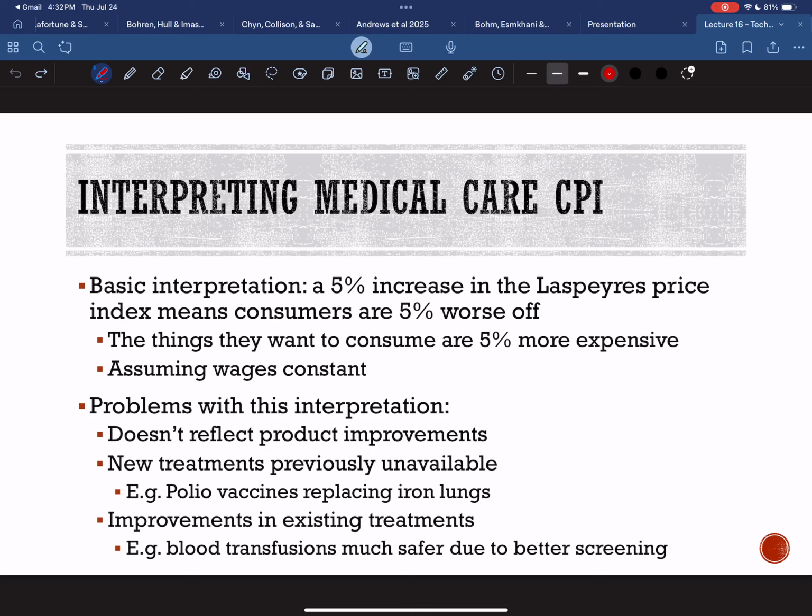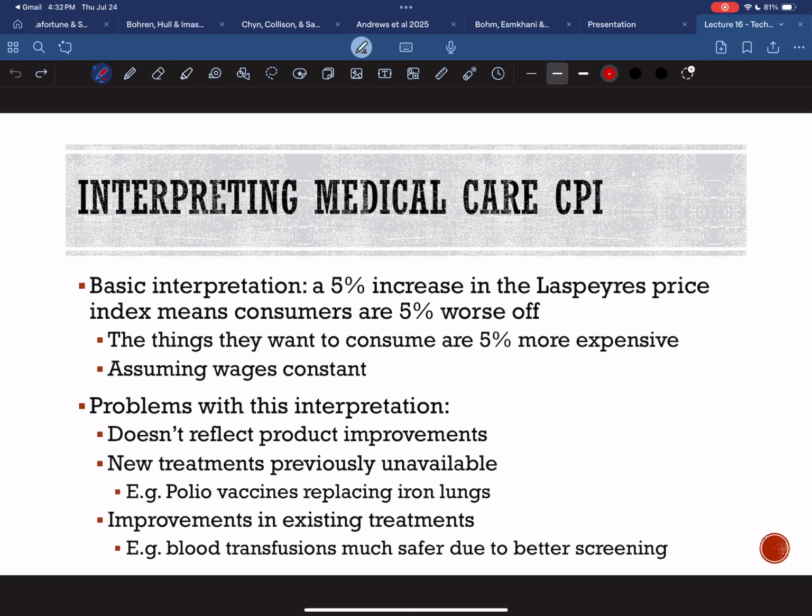But so what do you do with the iron lung, right? It's still in the medical price index, because in 1914, people still needed iron lungs. At what point do you take that out and replace it with the polio vaccine? That's a difficult question. When do you replace things in the bundle of goods is a difficult question.